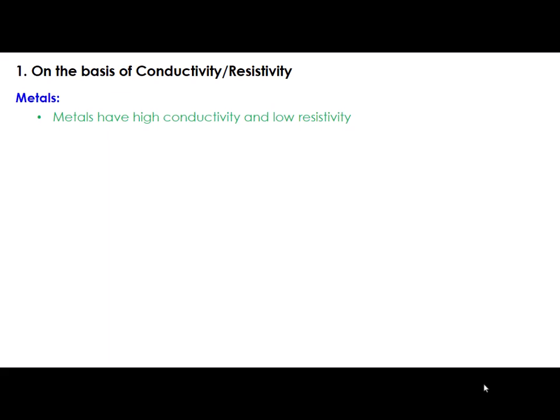Now, let us see the numbers. For a metal, the resistivity falls in the order of 10 to the power minus 2 to 10 to the power minus 8 ohm meter, whereas the conductivity will fall in the range of 10 to the power 2 to 10 to the power 8 Siemens per meter.